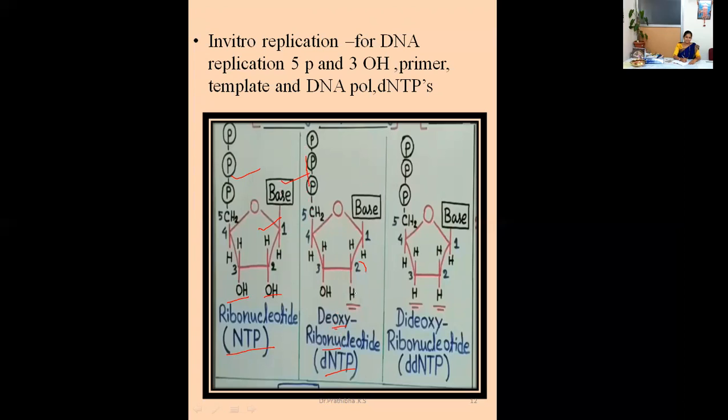So deoxy, there is no oxygen group; the oxygen group was removed. So it's a deoxy. We can see that in the DNA. This one you can see in the RNA molecule, and this dNTP you can see in the DNA molecule. And this is the most important one that we use in Sanger's method of DNA sequencing, which brings the chain termination.